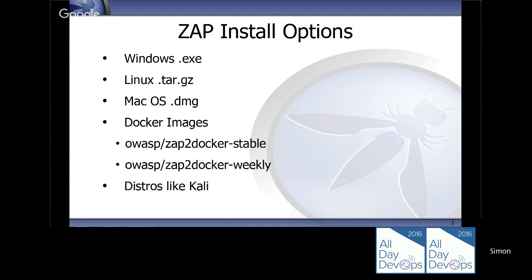I've already mentioned distributions like Kali, but for automation, I do think that the Docker images are ideal. So we have a stable Docker image, which is the last version of the most recent full version of ZAP, which is 2.5.0. But we also have weekly releases, and the weekly Docker image tracks those, and they are actually pretty stable. So we use them in Mozilla, and we do that for 2 reasons.